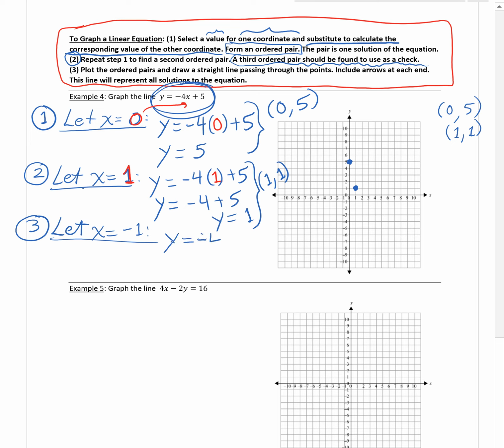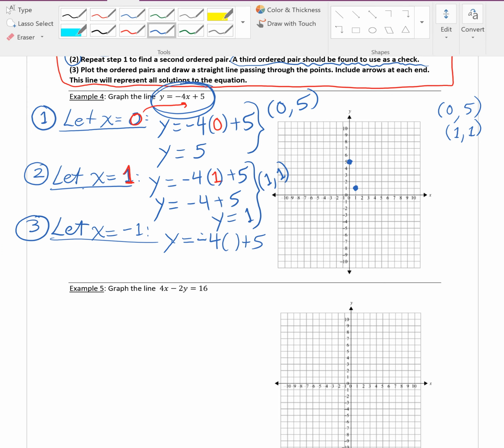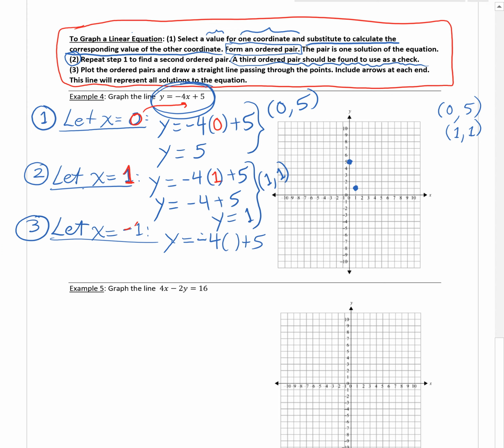Okay, so again, I'm going to take the equation. It was y equals negative 4x plus 5. But this time I'm replacing x with negative 1. I'm going to see what I get there. Let's see. Negative 4 times negative 1 is positive 4. Plus 5 is 9. Aha! So there's another point. I substituted negative 1 for x, and I got a 9 for y. So that was a third point.